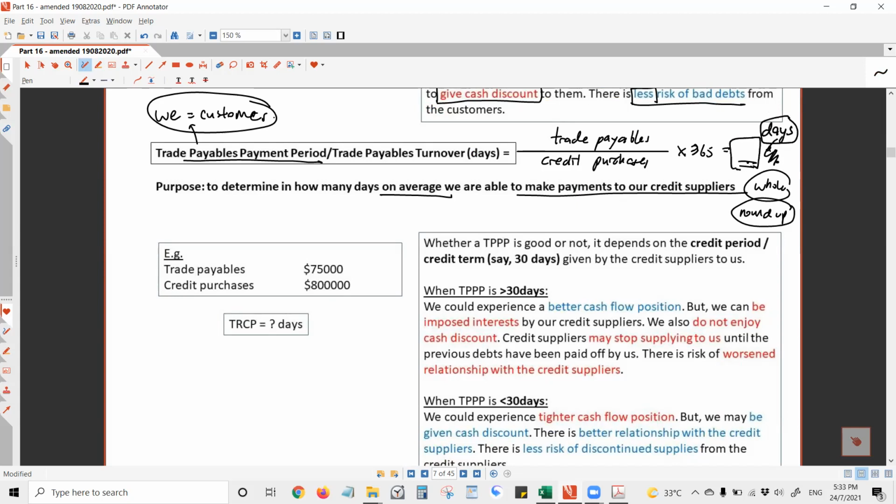Higher better or lower better? Yeah, lower better, so that the suppliers will not get angry, right? So that the suppliers will not get angry. You use this example, you try to calculate. I have made a mistake here. It should be TPPP, trade payable payment period. And then you calculate, you tell me what you get.